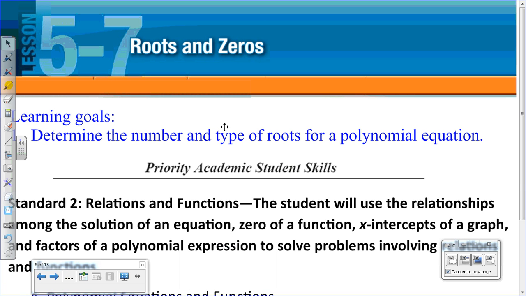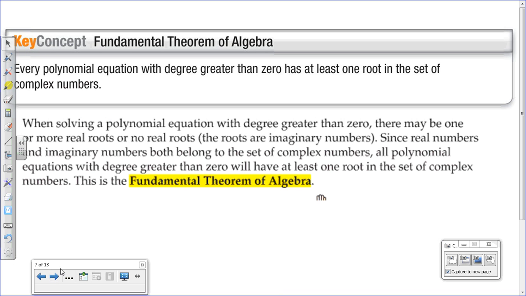Alright, today's lesson is lesson 5.7a, 5.7 part 1. We're going to be determining the number and types of roots for a polynomial equation. The first thing we're going to talk about is the fundamental theorem of algebra, which is real simple. Every polynomial equation with degree greater than 0 has at least one root in the set of complex numbers.